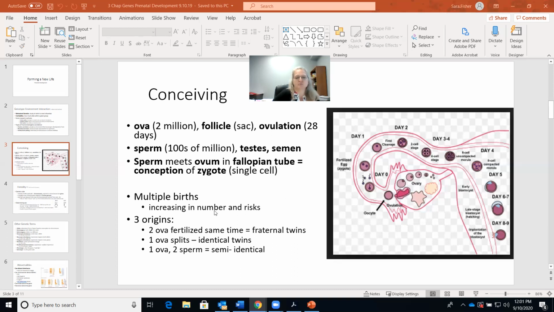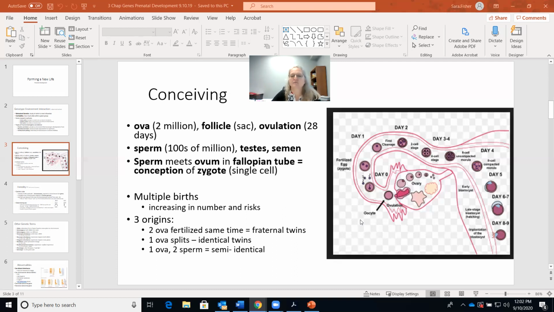When there are multiple births, there's a couple different ways that can happen. One way is you can have 2 eggs and 2 sperm. Now that's kind of unusual. It would not be typical for a woman to release more than 1 egg at a time, but that might happen. So one of the reasons that twins run in families is because a woman might naturally release more than one egg at a time, and then her daughters might have that same tendency.